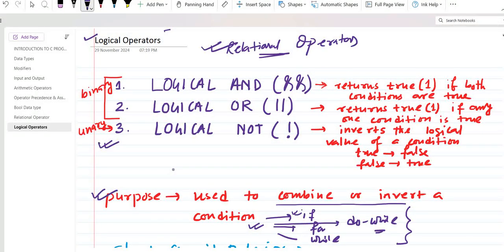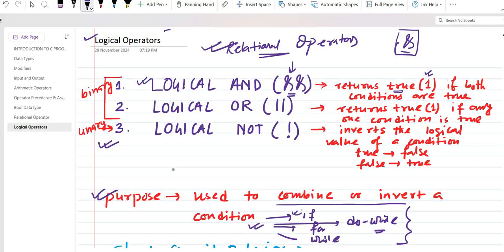One is logical AND. I hope you're familiar with that operator. We used it with scanf as an ampersand. Remember, in scanf we only used it in front of an identifier name to get the address of the memory block. But here we are going to use it two times without any space, and that will be considered a logical AND operator. Logical AND returns true, meaning 1, if both the conditions are true.